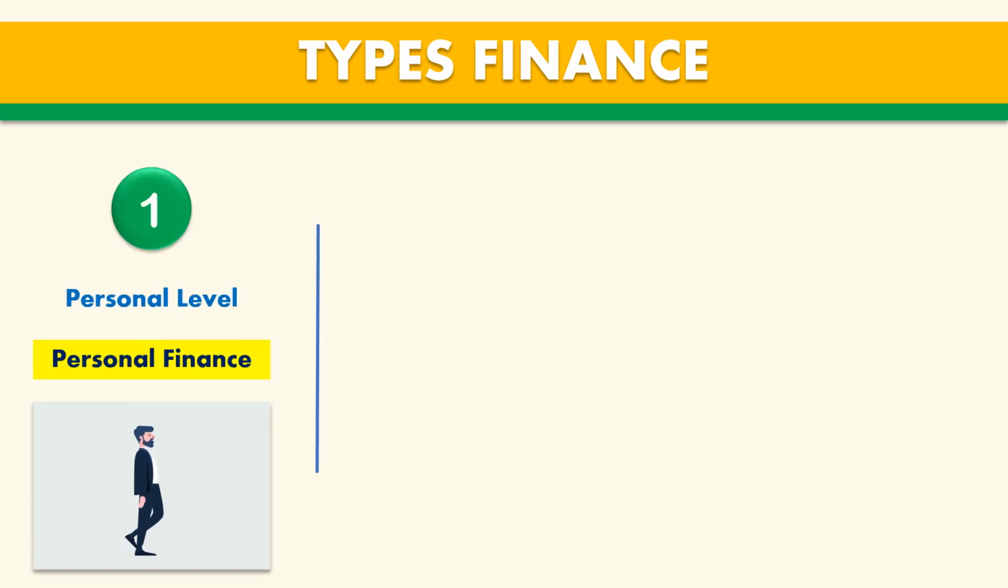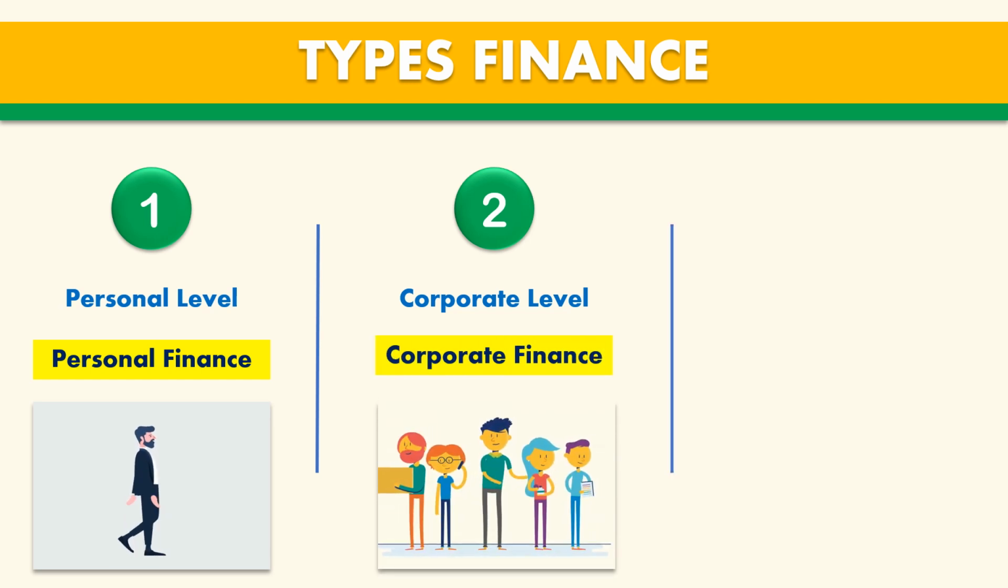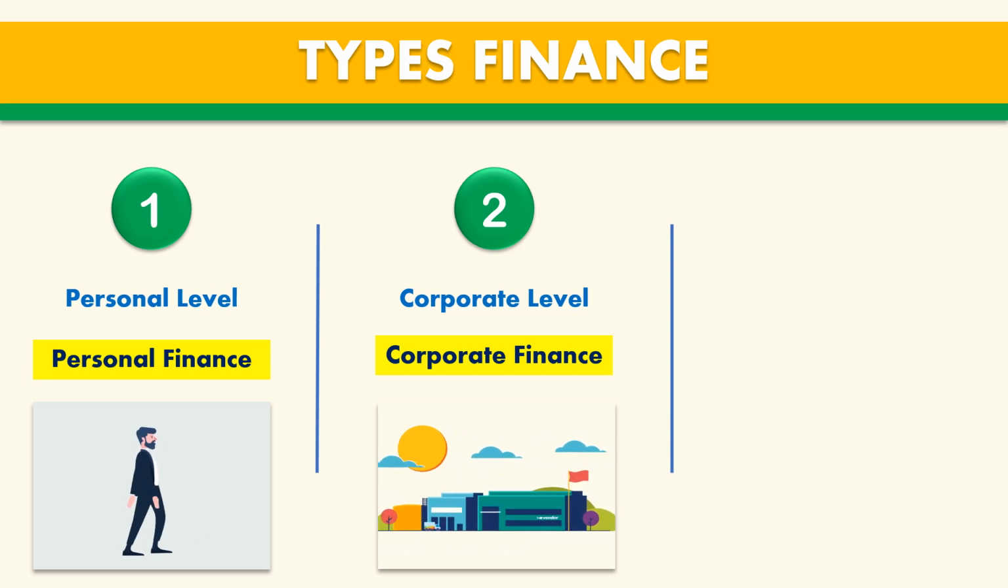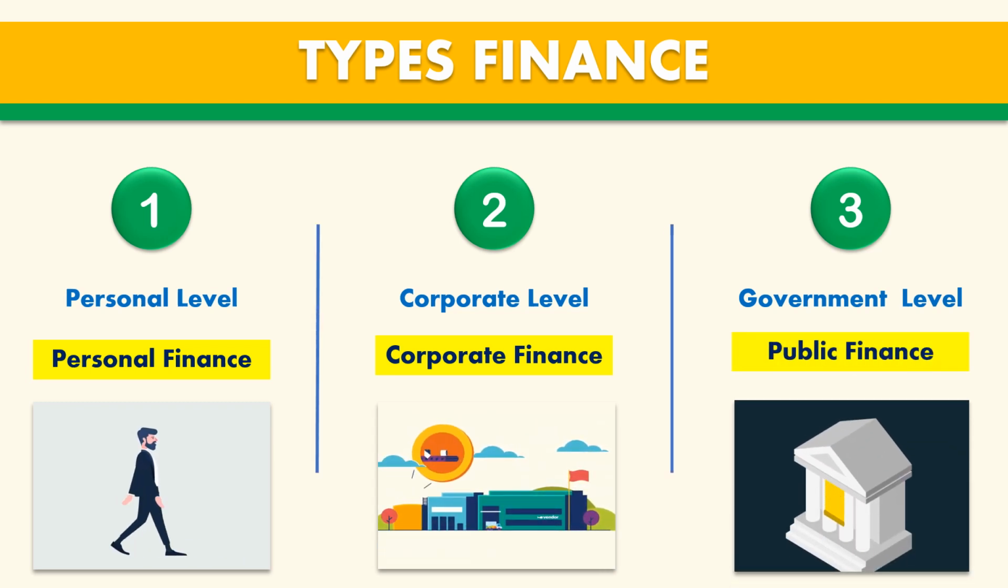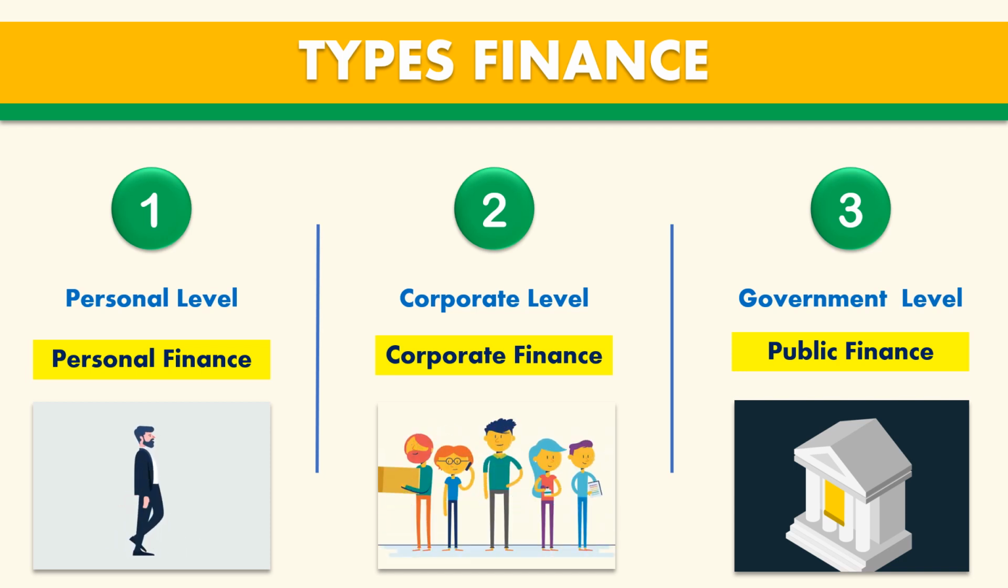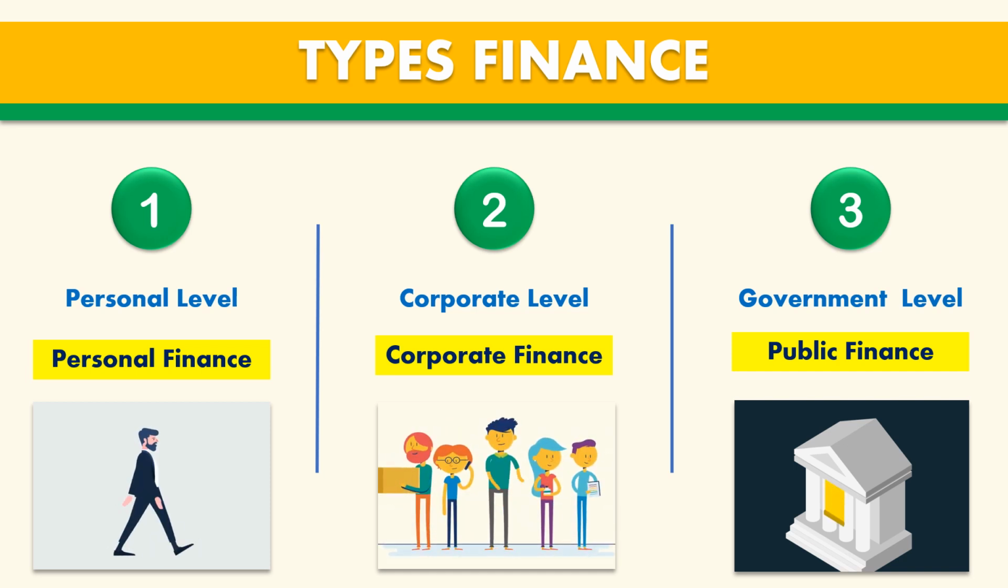The first happens at the personal level. It is studied under personal finance. This finance is related to a single person or a family as a unit. The second level is the corporate level, like a company or business firm. This level is studied under corporate finance. And the third one is the government level, like how a government acts in an economy. That is studied under public finance. These are the 3 types of finance, or 3 levels of the study of finance.